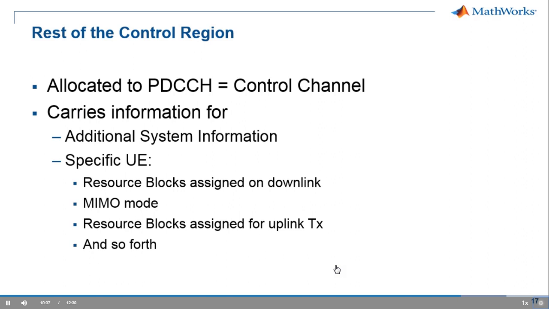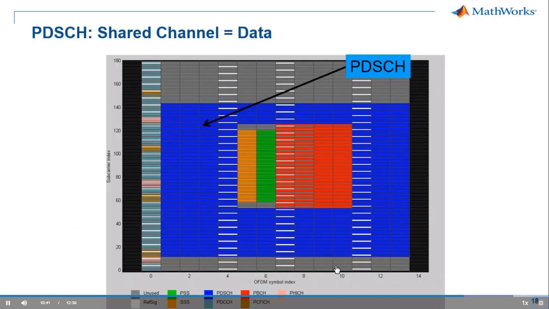So now we are ready for the last step, which is extracting the actual data and reading it. From the PDCCH, we know which resource blocks to read in the physical downlink shared channel, or PDSCH, and we can finally read our data.